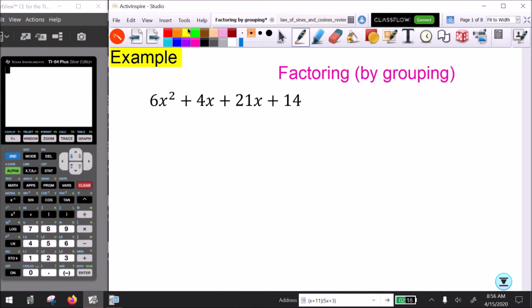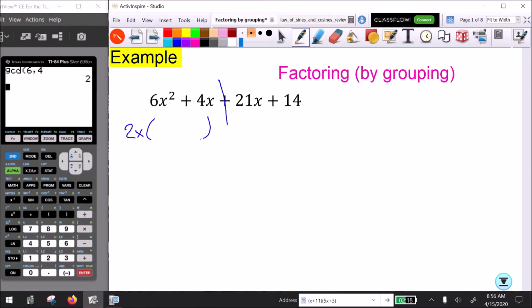So what we do is we group it together. We focus on the first 2 terms and the last 2 terms separately. If you look at the first 2 terms, they have a greatest common factor of 2x. You could use the greatest common divisor function of a TI-84 to figure that out, but the biggest number that divides 6 and 4 is 2. So we're going to factor out 2x because they each share an x in common too.